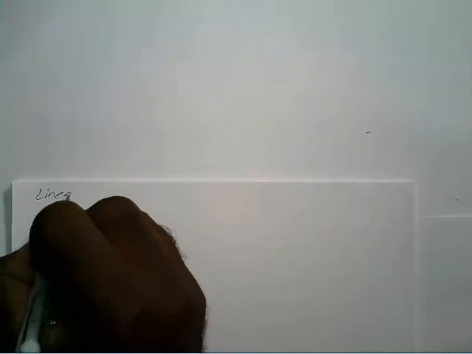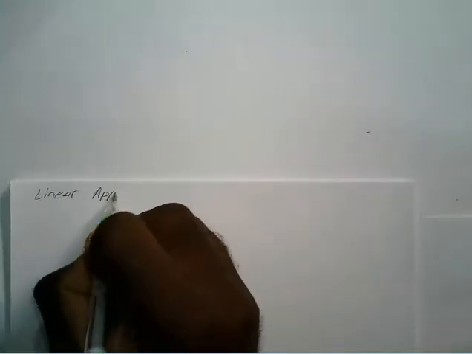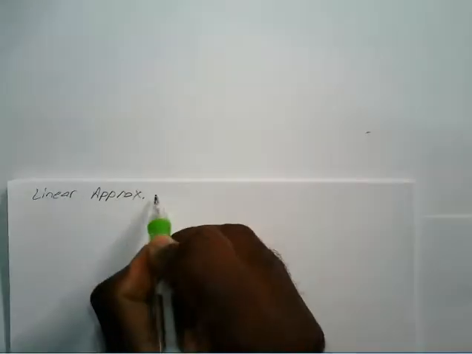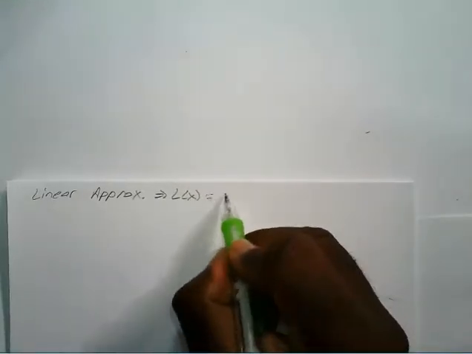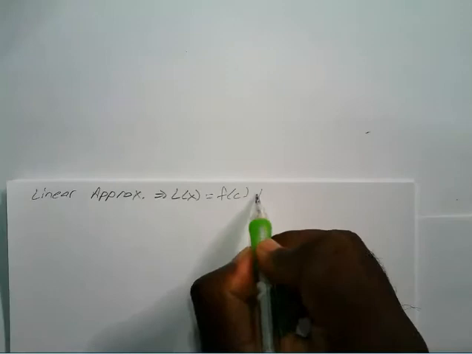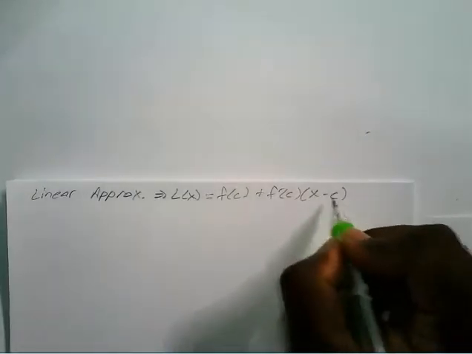Alright, so let me put the formula up here since it was a few pages back. Our linear approximation formula, that's L of x is equal to f of c plus f prime of c times x minus c.